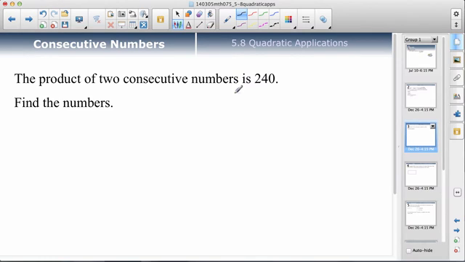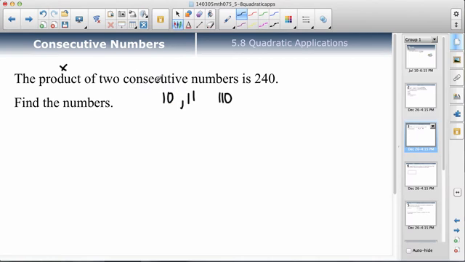So I'll just go through 2 or 3 different ones, but they all will be similar. So the product of 2 consecutive numbers is 240. Product means multiply. Consecutive means one right after the other. So it could be like 10 and 11. But the problem is that 10 times 11 is only 110, not 240. But this is the idea.